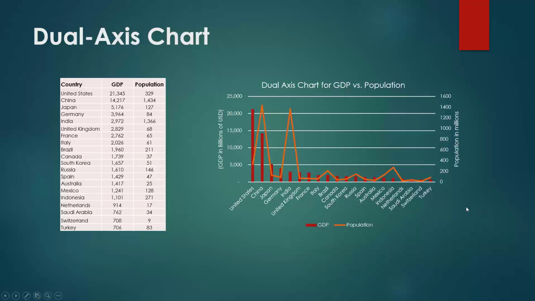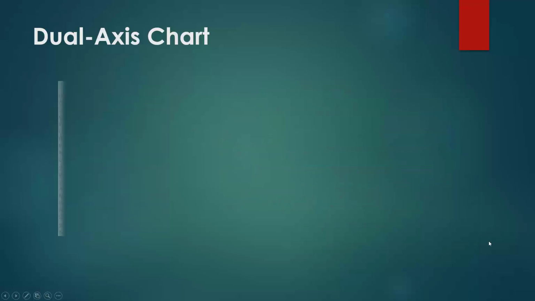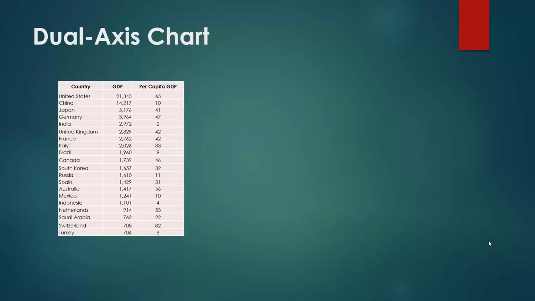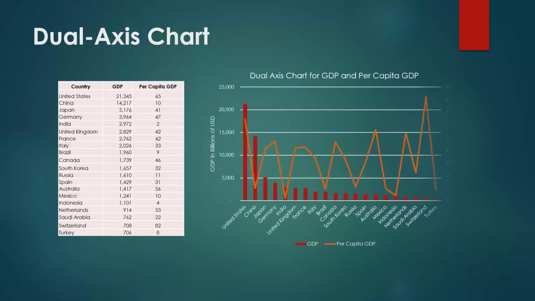Now that would be very difficult to see if we were just looking at this table. So you can see the advantage of visualization. Another example, GDP and per capita GDP. So here GDP is descending, but per capita GDP is all over the place. So you can see there's absolutely no relationship between the two.